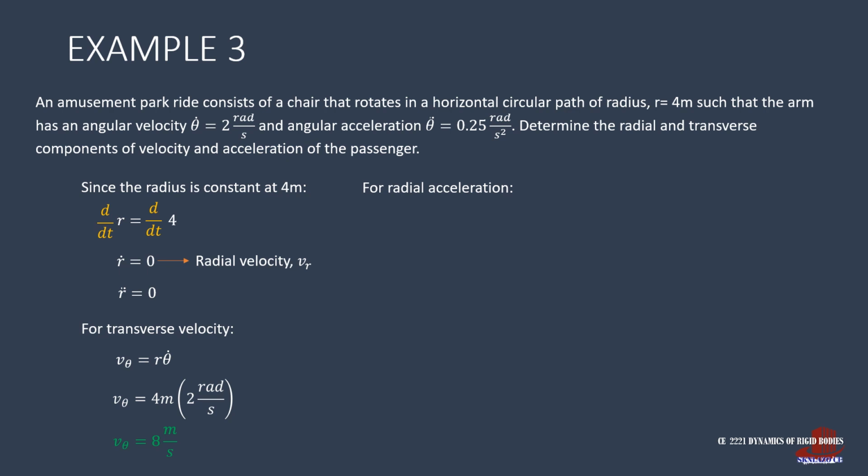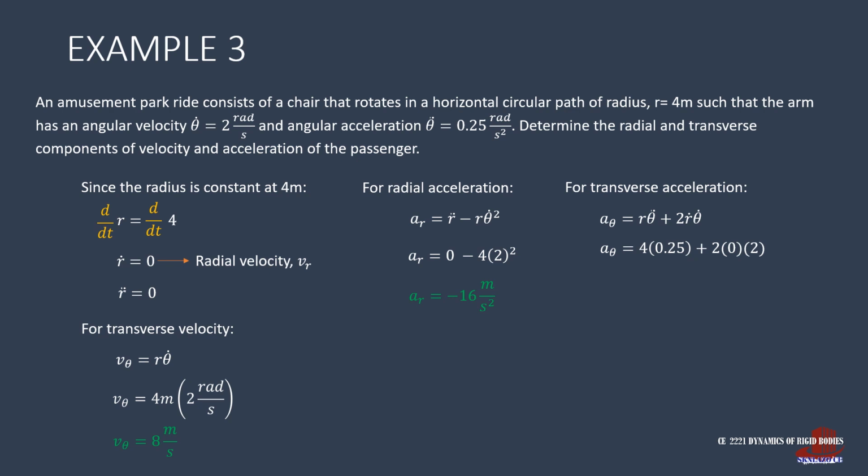The radial acceleration is solved from the formula. R double dot is solved as 0 minus r, which is 4 times theta dot squared, which is 2 squared. So we compute the radial component of acceleration as negative 16 meters per square second. For transverse acceleration, it also has its own equation, which we can simply plug parameters as 4 times 0.25 plus twice of 0 times 2, or 1 meter per square second for the transverse component of the acceleration.